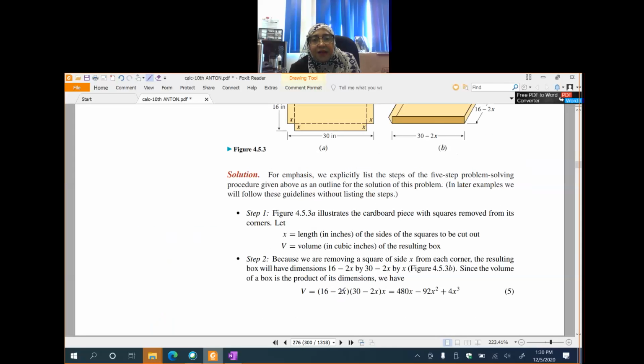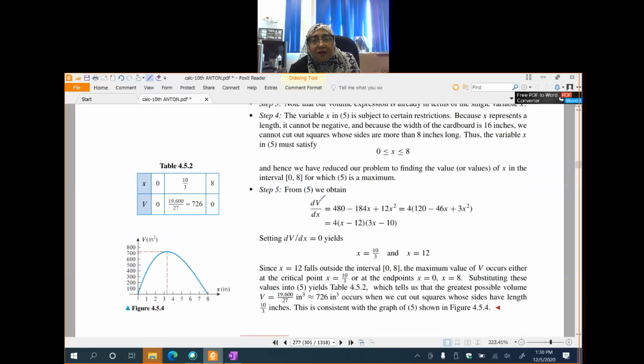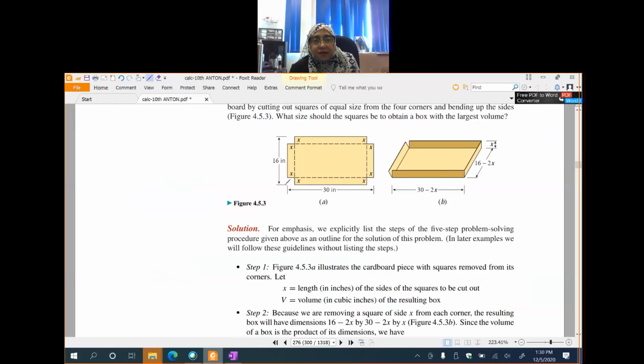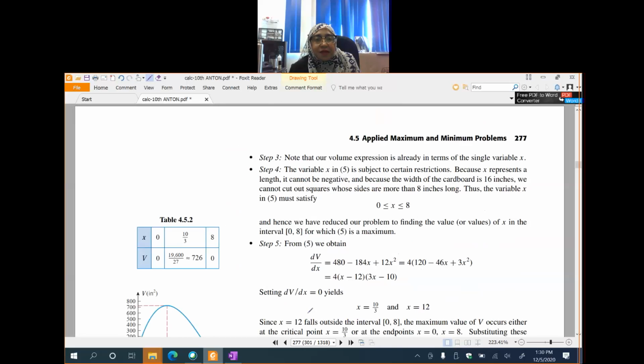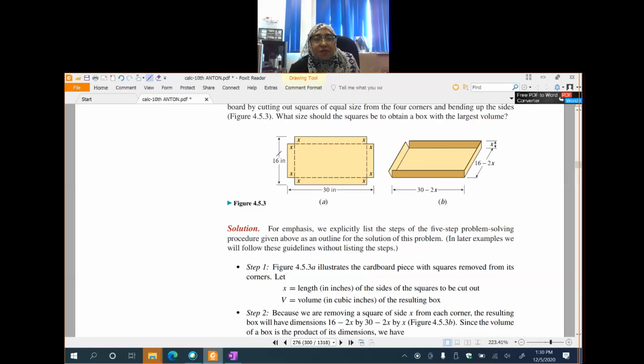Obviously you have to differentiate V to get the critical points. You got this one. The critical points will give you x equal to 10/3 and x equal to 12. But then x equal to 12 falls outside the interval 0, 8.